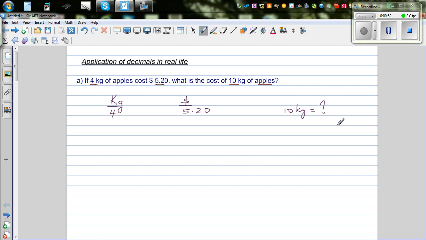Okay, so let's think in a proportional manner. If for 4 kgs it is $5.20, for 8 kgs it will cost how much? So from this, what is happening here? From 4, you want to find 8 kgs. That means this is 4 times 2 is 8. So you do the same thing to this, so times 2. So $5.20 times 2, if you double it, this is $10.40.